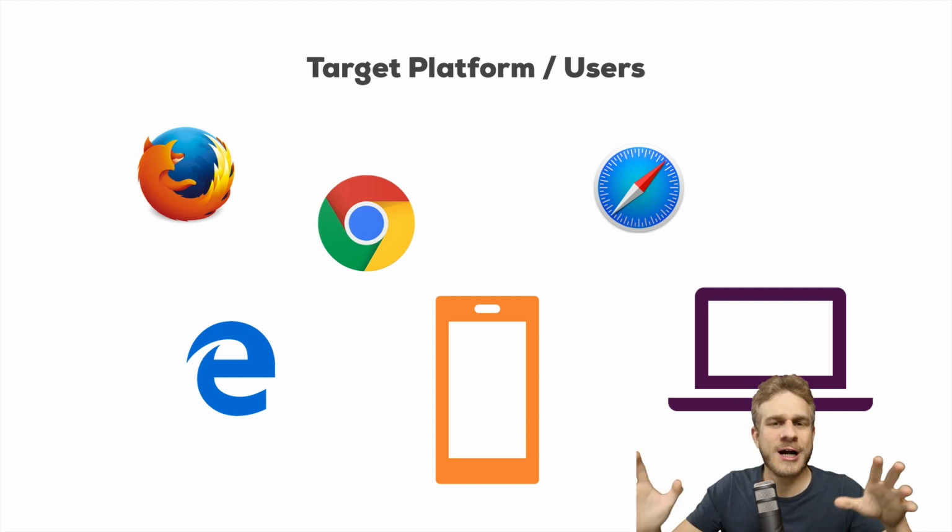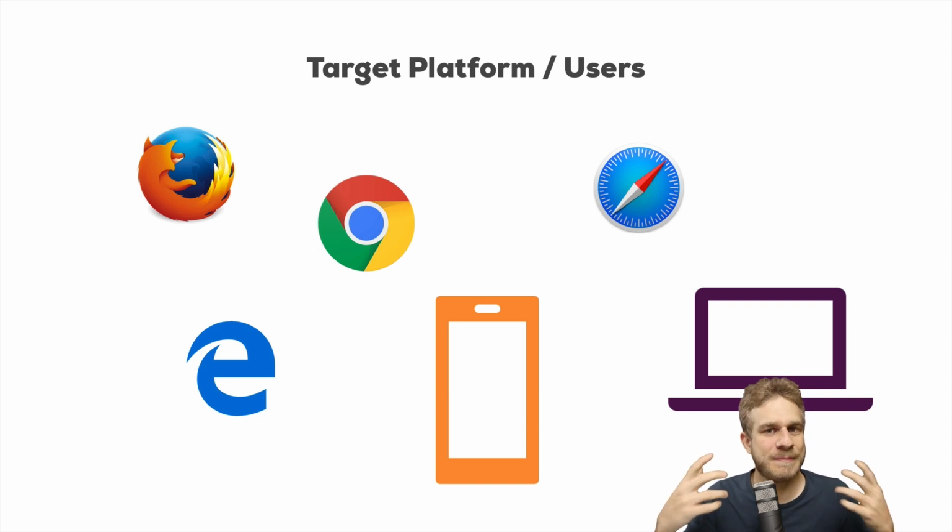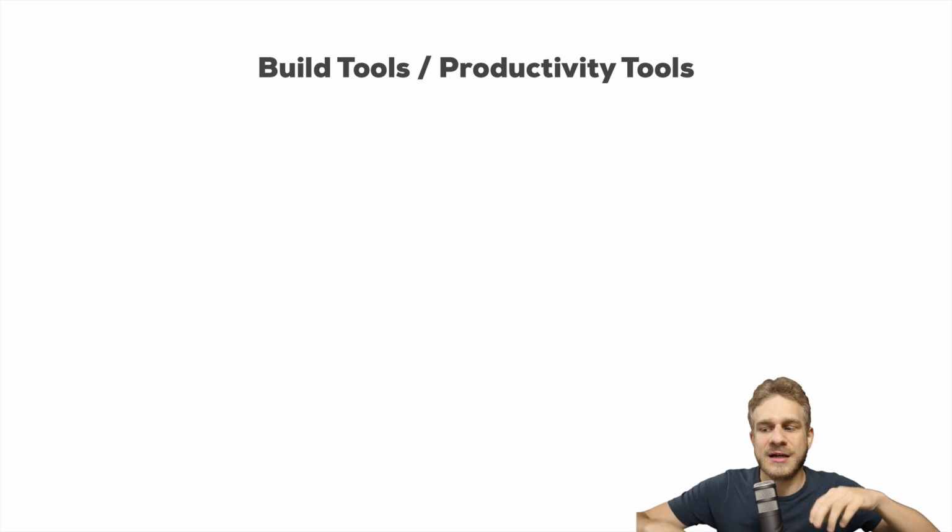Now, when we talk about targeting different browsers and audiences and devices, a very important part is that we actually build our code in a way that automatically optimizes it for us, so that we as a developer have a convenient way of building our app and still ship code that runs on as many devices as possible. And for that, I got this last section of technologies I want to talk about: build tools and productivity tools.